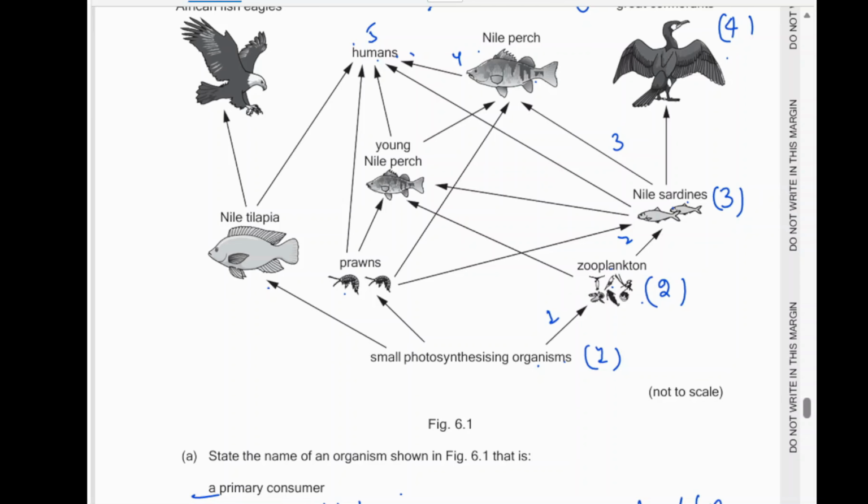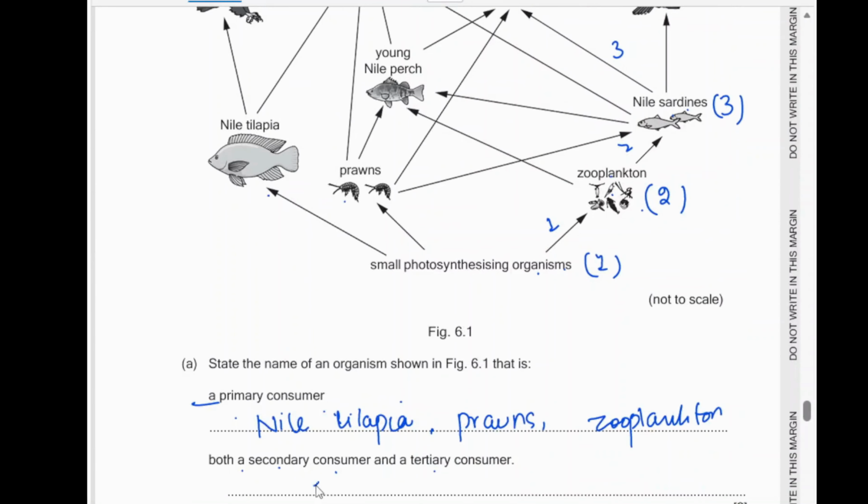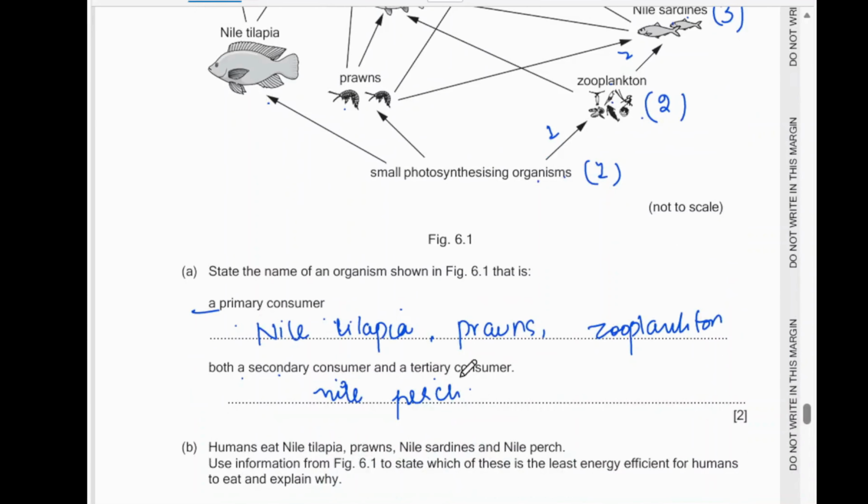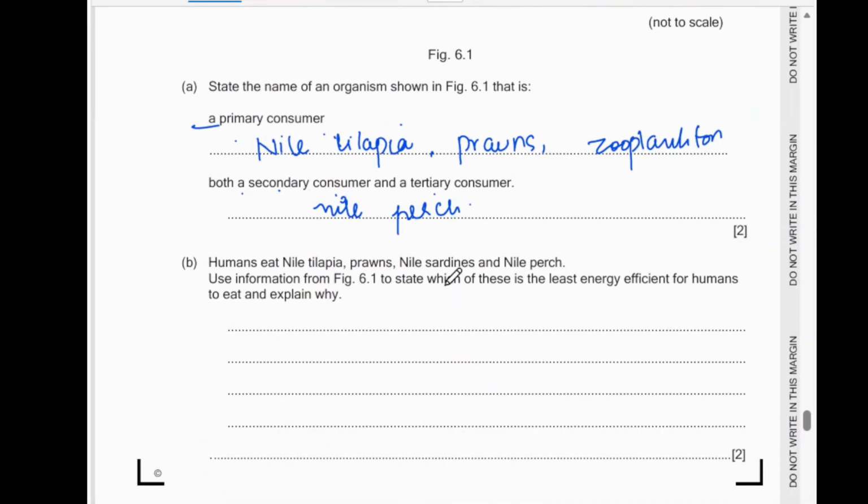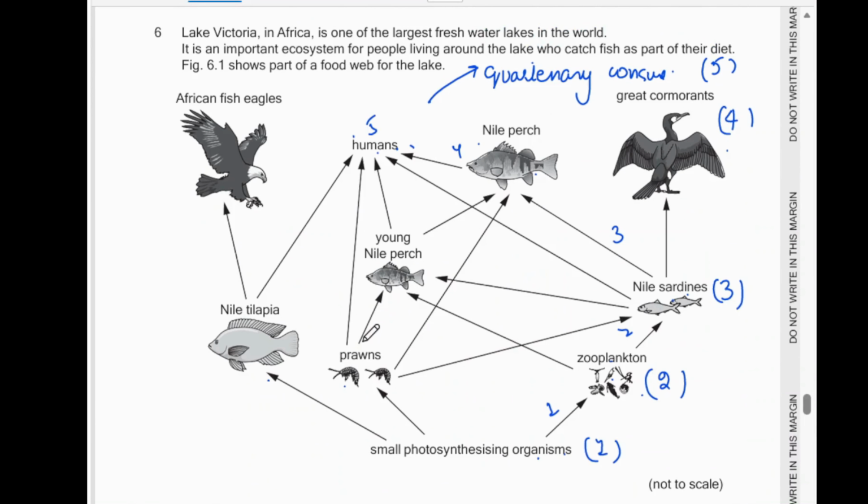Both a secondary and a tertiary consumer. Now, which is present at both levels, secondary and tertiary? Nile perch. Nile perch is young one and adult one, so both are present on the secondary and the tertiary levels. Next one. Humans eat Nile tilapia and prawns, and Nile perch. So humans are feeding on four: Nile tilapia, prawns, young perch, and even sardines.